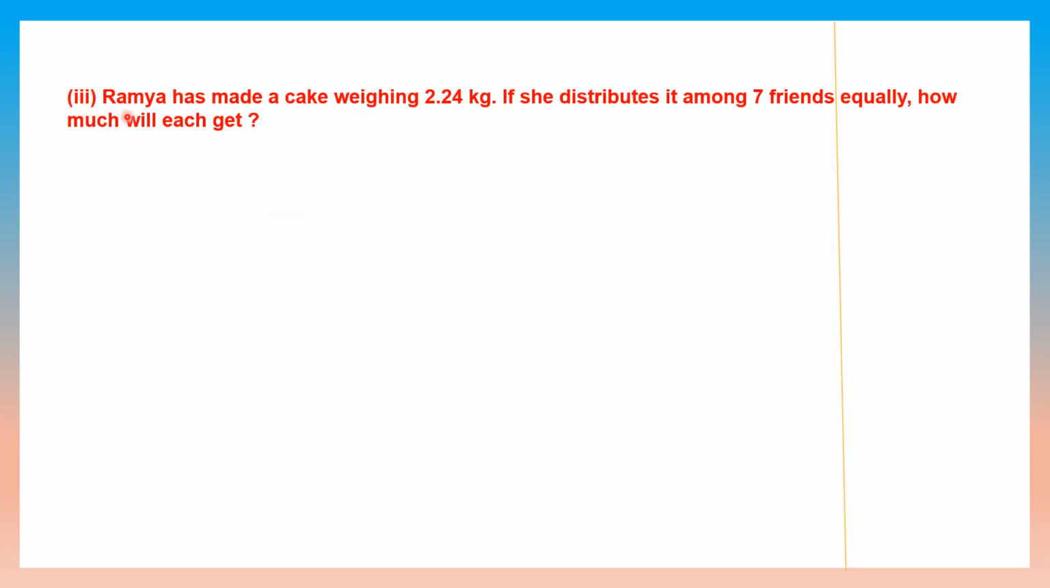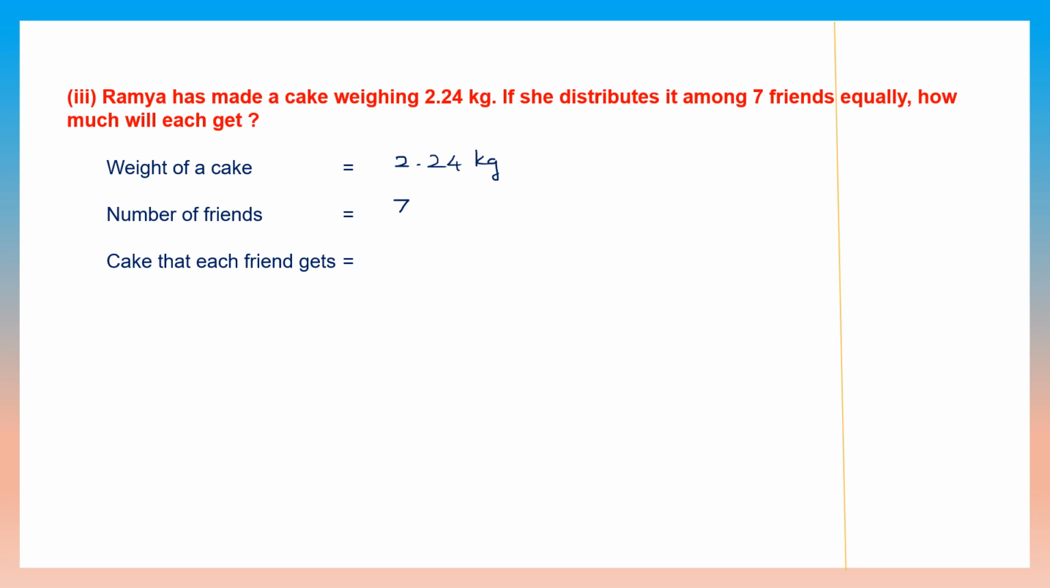Question 3. Ramya has made a cake weighing 2.24 kgs. If she distributes it among 7 friends equally, how much will each get? So this is the weight of the cake and she's going to give it to 7 friends equally. That means this is division because she's distributing it. So let's begin our statements. Weight of a cake is 2.24 kg. Now the number of friends she has is 7.